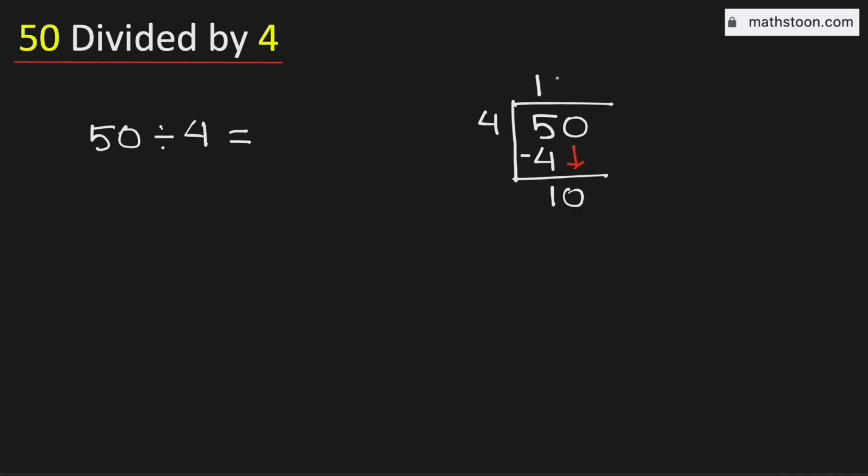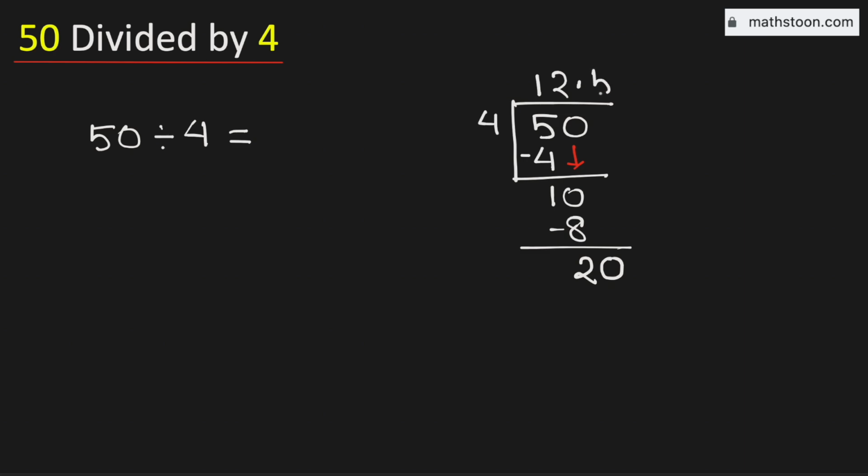Now we know that 2 times 4 is 8. Subtract, we get 2. Now 2 is less than 4 and see that we have no number to bring down here. In this case, we will borrow one zero and for that we need to put a decimal here.